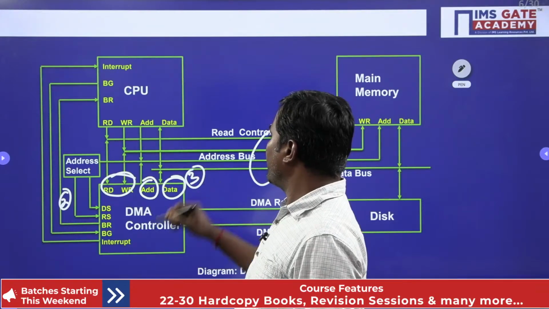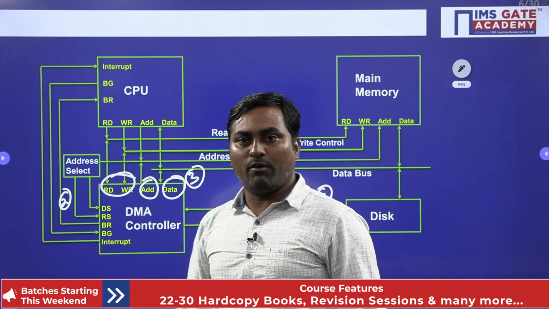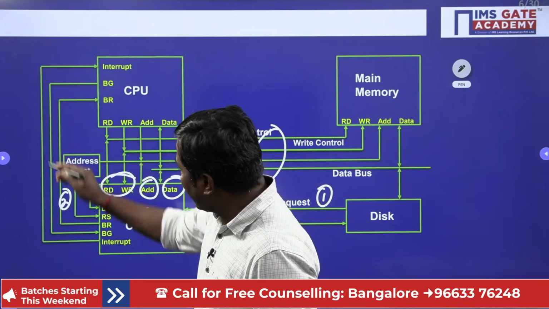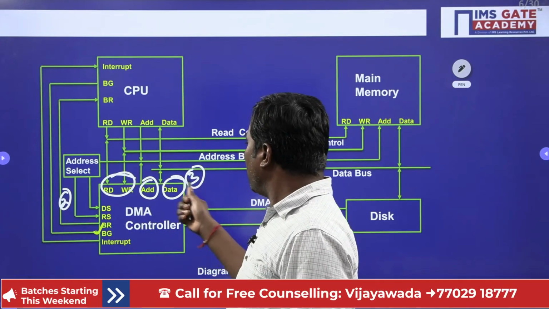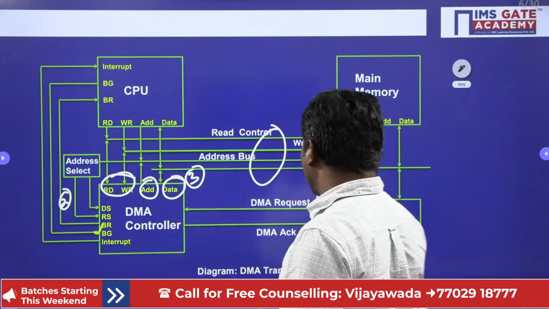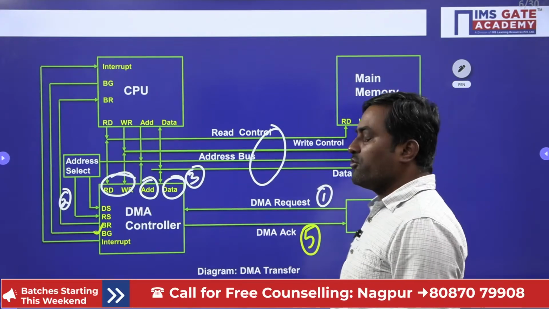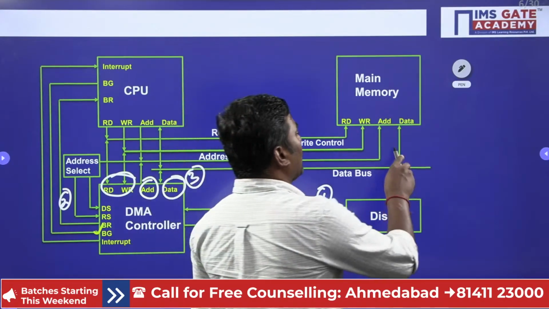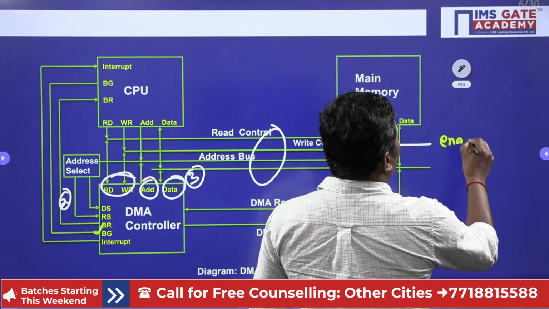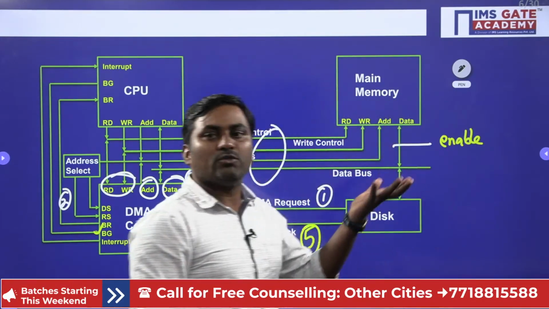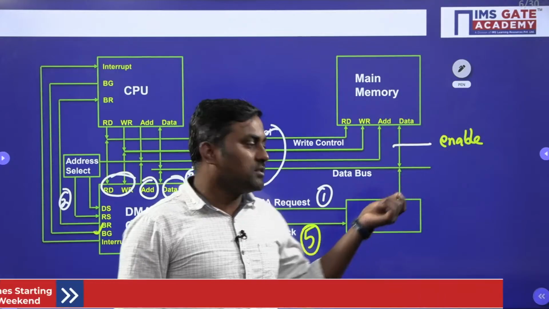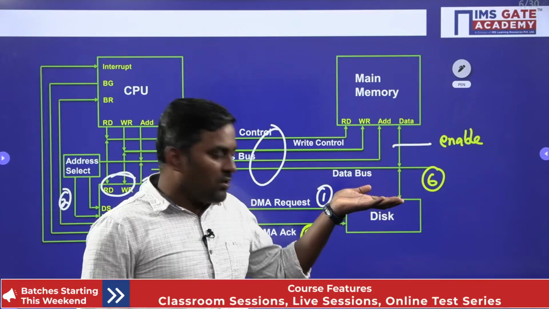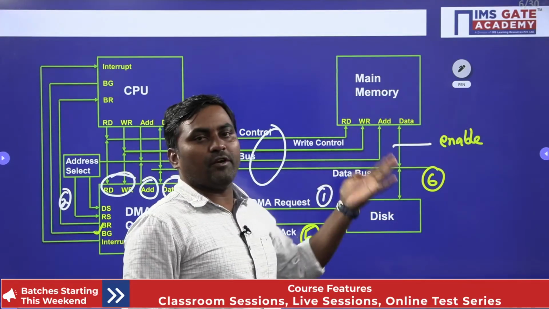Understand step number 3. Now step number 4, please observe. Bus grant, so this signal gets activated by giving this information. That is step number 4. Now step number 5, observe. The DMA gives the acknowledgement to the disk saying that yes, just enable the data line so that I can transfer. So the data line is going to be enabled. Step number 6, you understand, 6, and start transferring the data from disk to memory or memory to disk here.